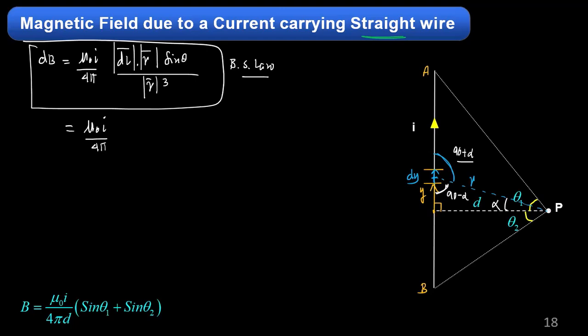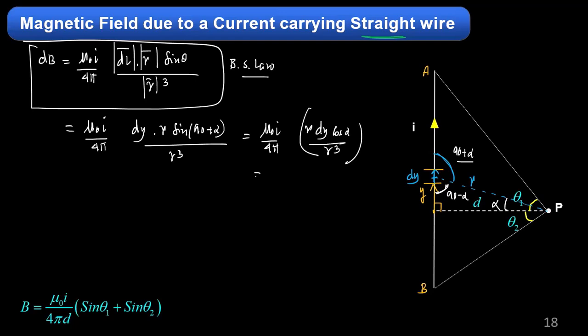Now what is dl? dl is dy. What is r? R is written as r. What is theta? That is the sine of the 90 plus alpha angle, whole divided by r cube. So this is the final form of the equation. Sine of 90 plus alpha means cos alpha, and it is positive because it is in the second quadrant. So ultimately I am writing that dB equals mu naught I by 4 pi into r dy into cos alpha divided by r cube. So one r will cancel out, and we are left with mu naught I by 4 pi into cos alpha multiplied by dy divided by r squared. So far so good.